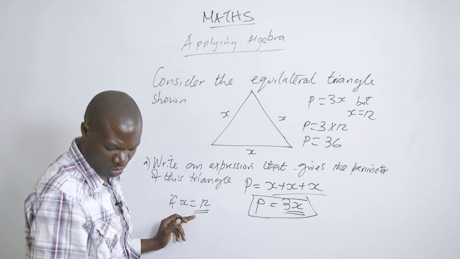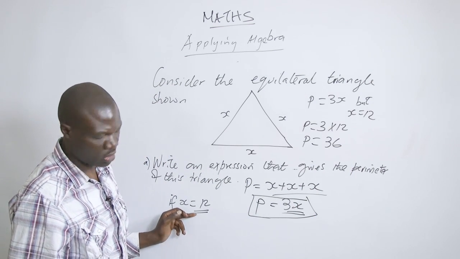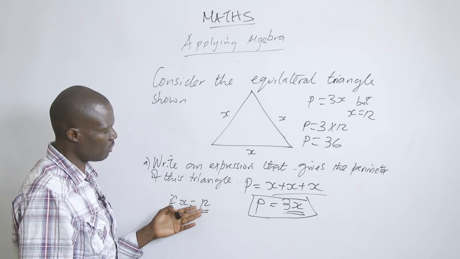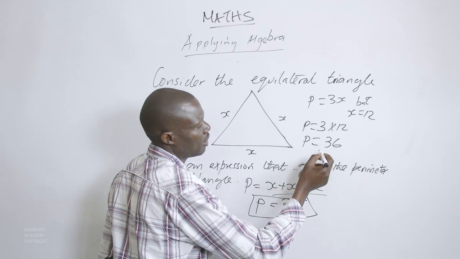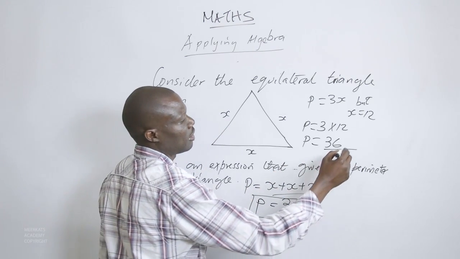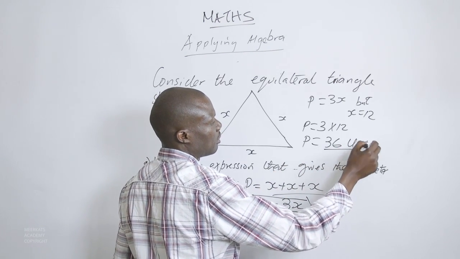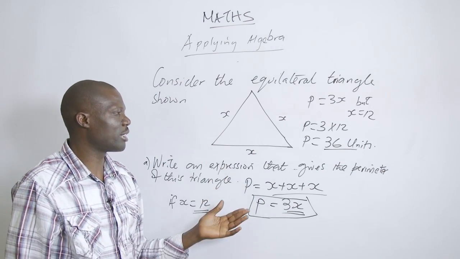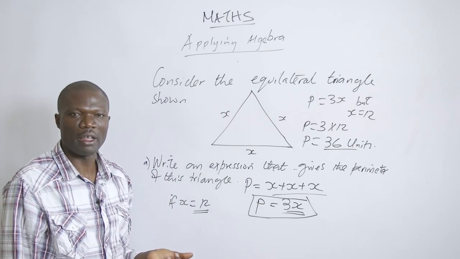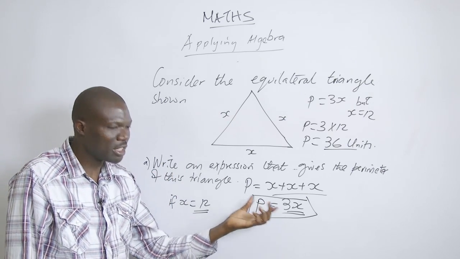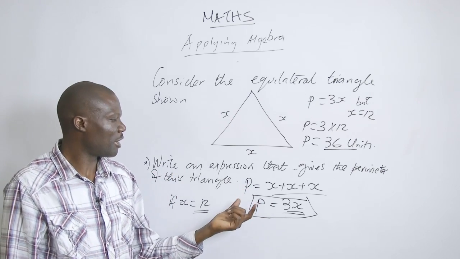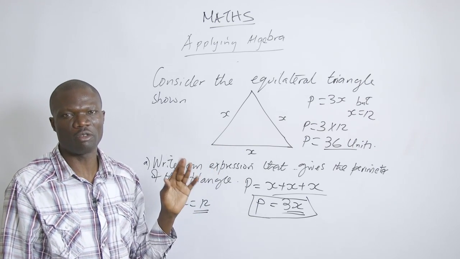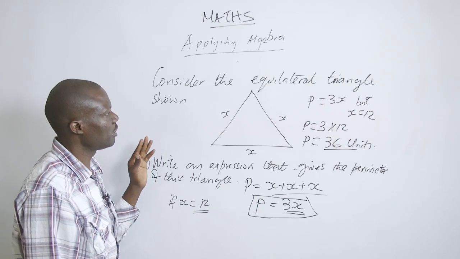If 12 was in centimeters, it is just units. 12 is not centimeters, they are units. So if 12 they are units, you just find that our answer is 36 units. So we are able to calculate our perimeter. We are able to give an expression that is general for the perimeter of an equilateral triangle.